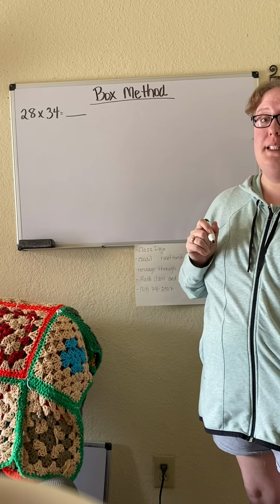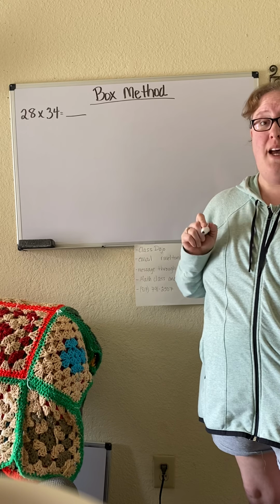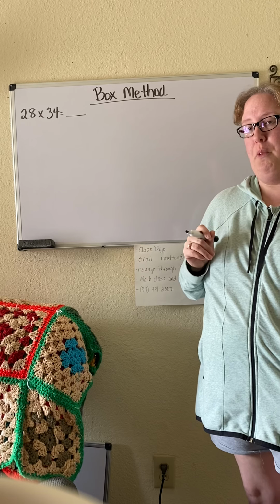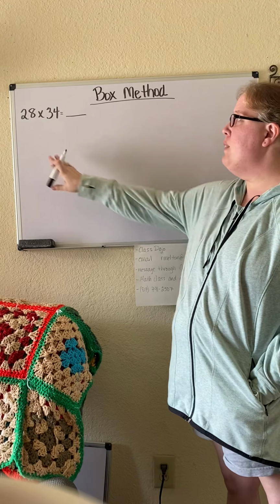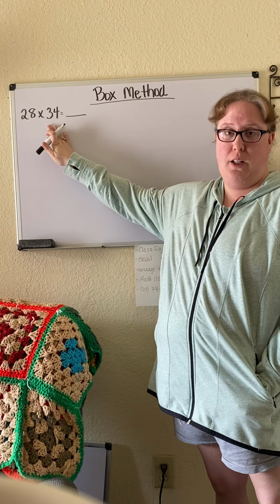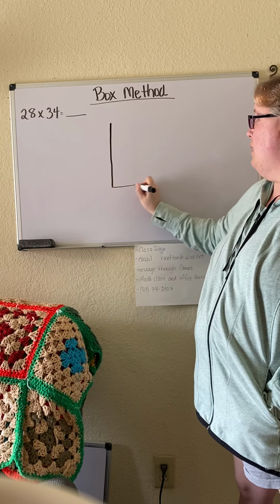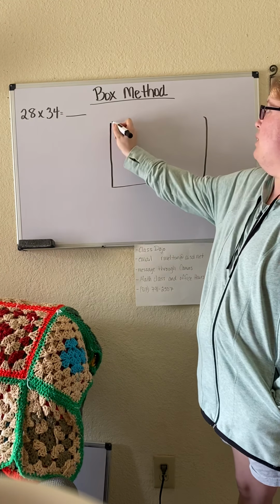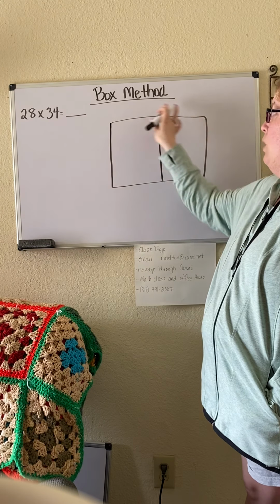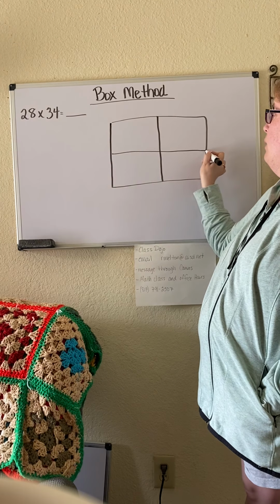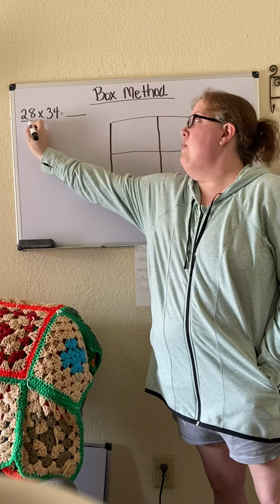So the box method is easy for you to slow your thinking down a little bit, just focus on one fact at a time and not lose your place. So we're going to find the answer for 28 times 34. Now, this is a 2-digit times a 2-digit number, so I need a 2-digit by 2-digit box. I need 2 columns and 2 rows.